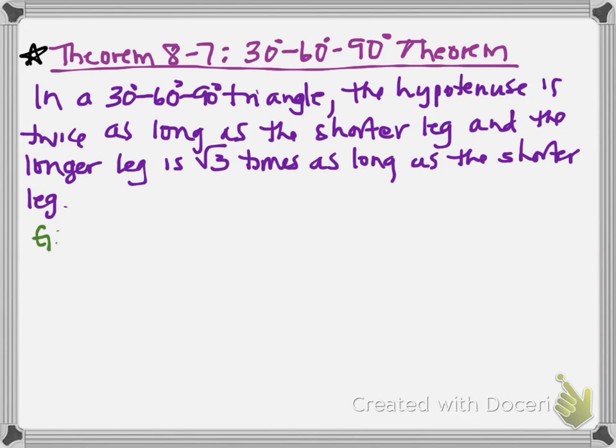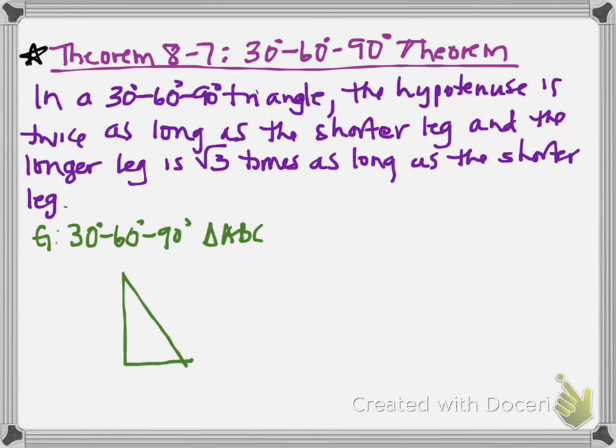So given is that we have a 30, 60, 90 degree triangle, ABC. There's not really a proof that we're going to do. What we're going to share with you is what this theorem actually says. So notice that you're not going to have 2 legs that are the same length, like we did in the last one, and the angles tell you that. And here's what you need to pay attention to. The lengths of the sides actually tell you the angle sizes.